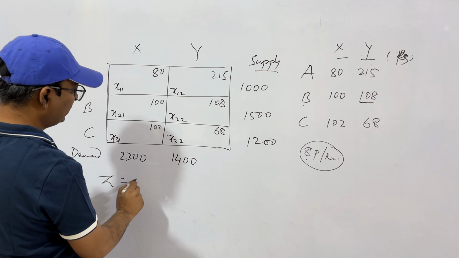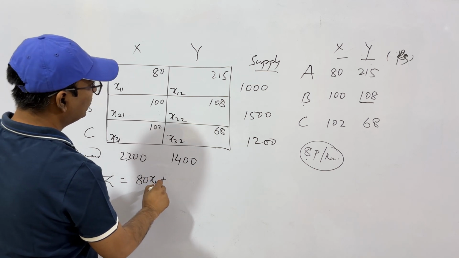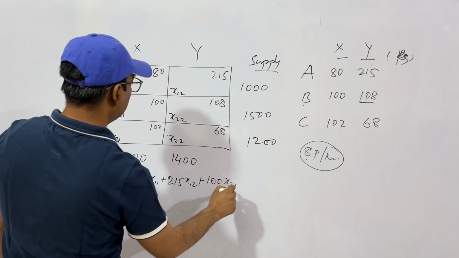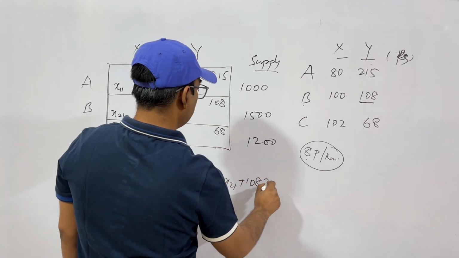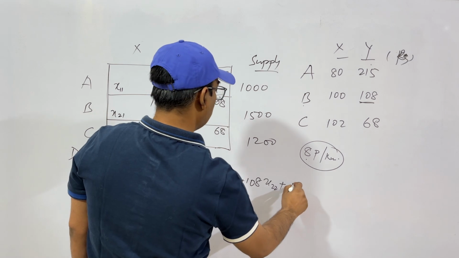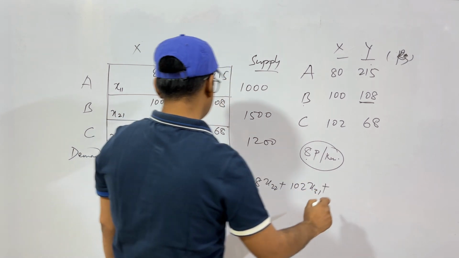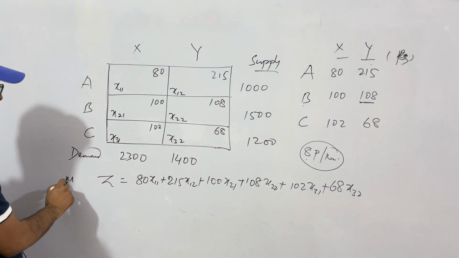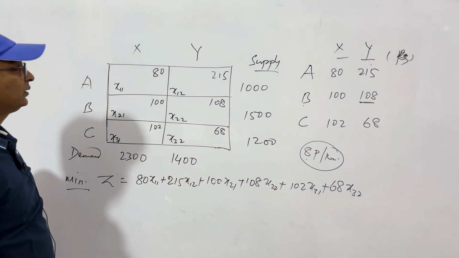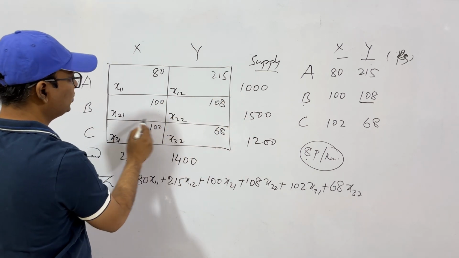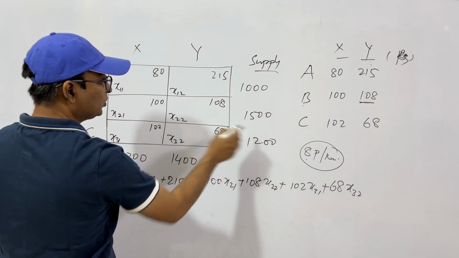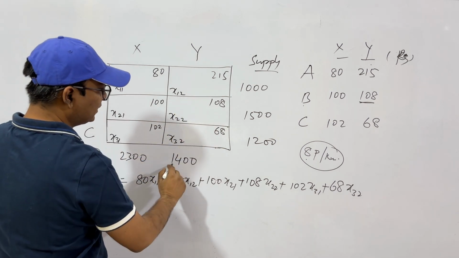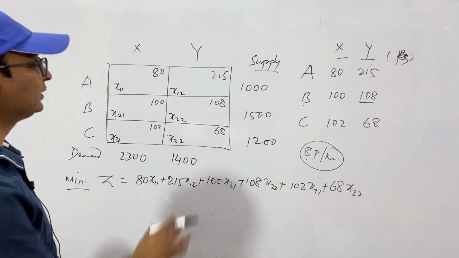It will be X11 into 80. So 80 X11 plus 215 X12 plus 100 X21 plus 108 X22 plus 102 X31 plus 68 X32. So our problem is to minimize this Z. The constraints: X11 plus X12 is 1000, X21 plus X22 is 1500, X31 plus X32 is 1200, and X11 plus X21 plus X31 is 2300, X12 plus X22 plus X32 is 1400. So these are the constraints.